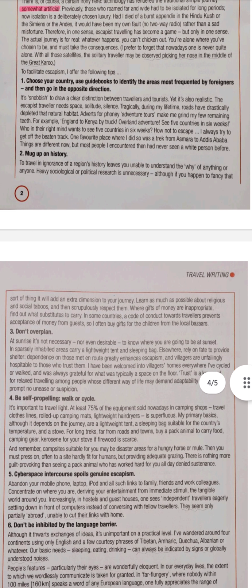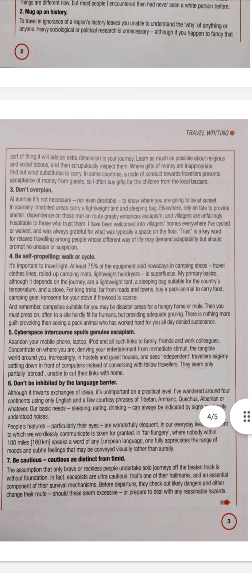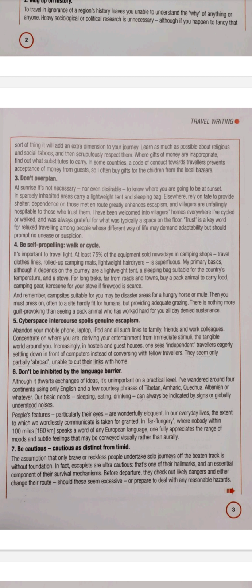Number 2, mug up on history. Study history. To travel in ignorance of a region's history leaves you unable to understand the why of anything or anyone. Heavy sociological or political research is unnecessary, although if you happen to fancy that sort of thing, it will add extra dimension to your journey. Learn as much as possible about religious and social taboos and then scrupulously respect them. Okay, what's a taboo? It's a topic or a thing that you can't talk about or you can't do. So learn about the religious and social taboos and then respect them. Scrupulously, greatly respect them.